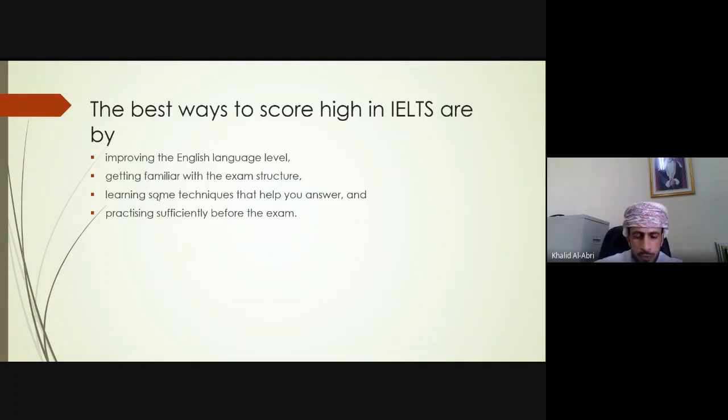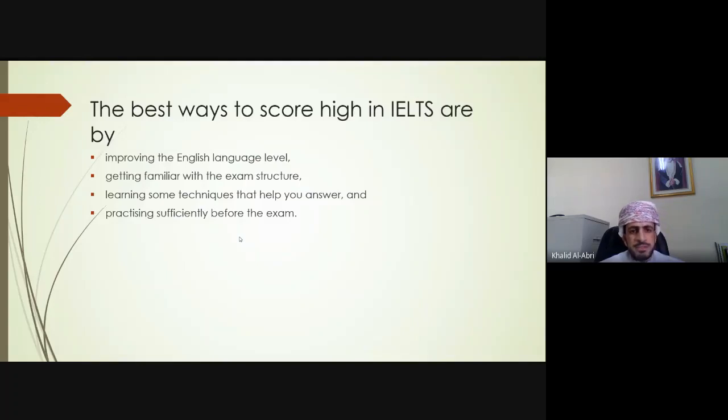The second way is to get familiar with the exam structure. Of course, if you look at models and examples of the IELTS exam, for sure you will perform better in the exam than if you just go and sit for the exam without looking at the format before. Another way is to learn some techniques that might help you to answer IELTS exam questions. And there are some techniques. Today we will focus on these techniques.